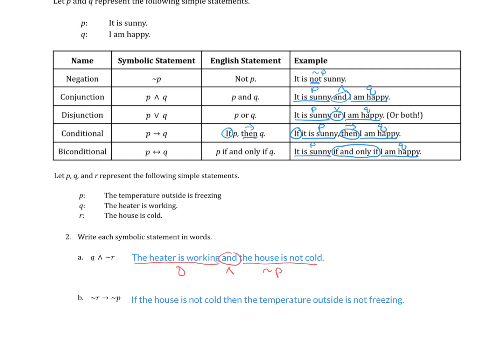The next one, if not R, then not P, would be, well, we have to put if at the beginning of the sentence. The house is not cold would be not R. Then goes where we have the single arrow. The temperature outside is not freezing would be not P. So if the house is not cold, then the temperature outside is not freezing would be our answer.